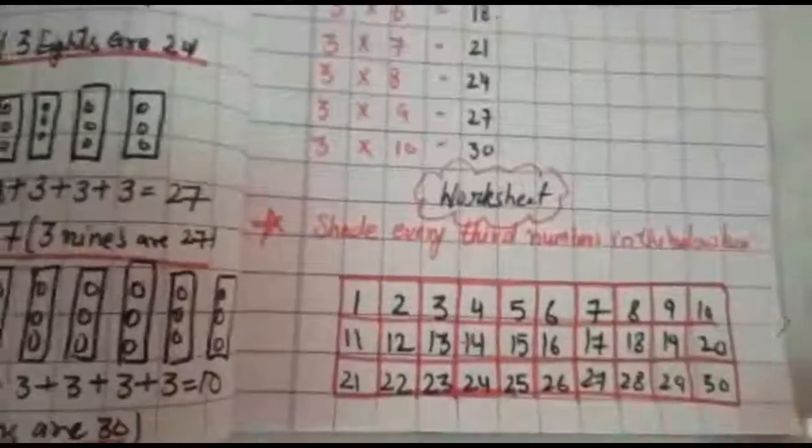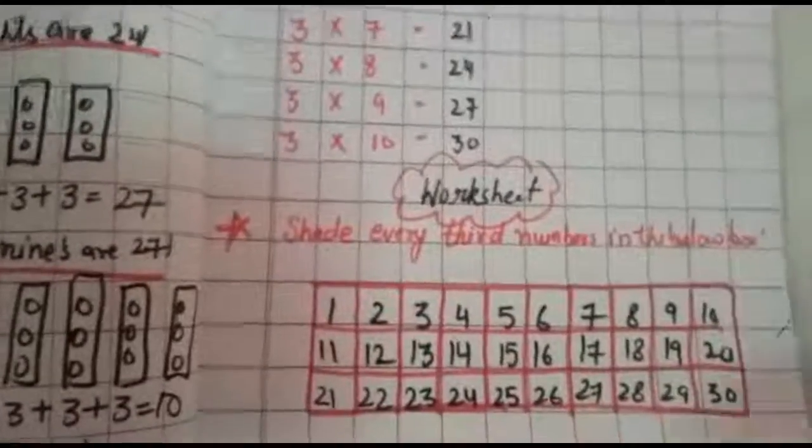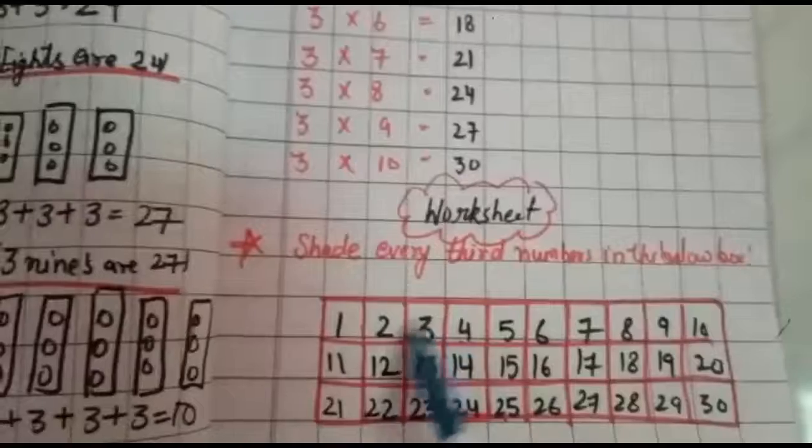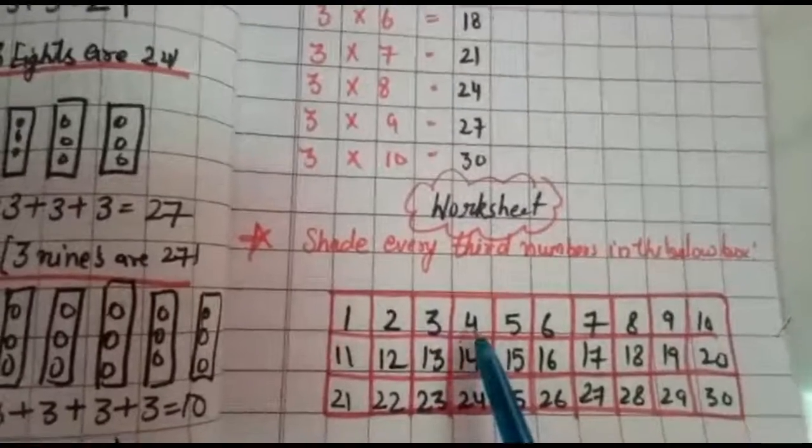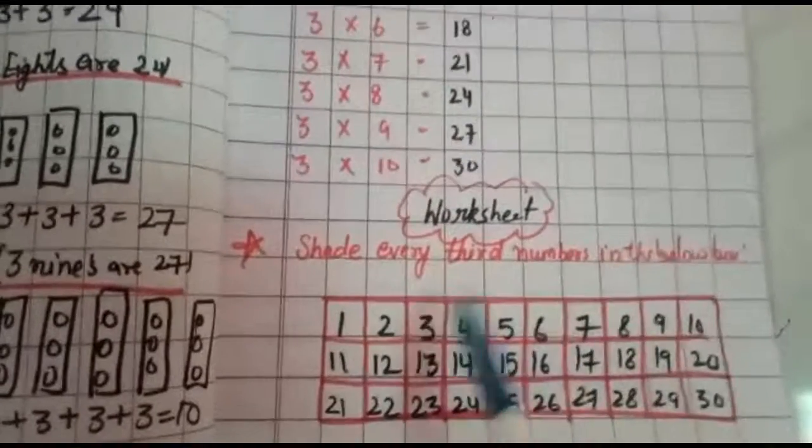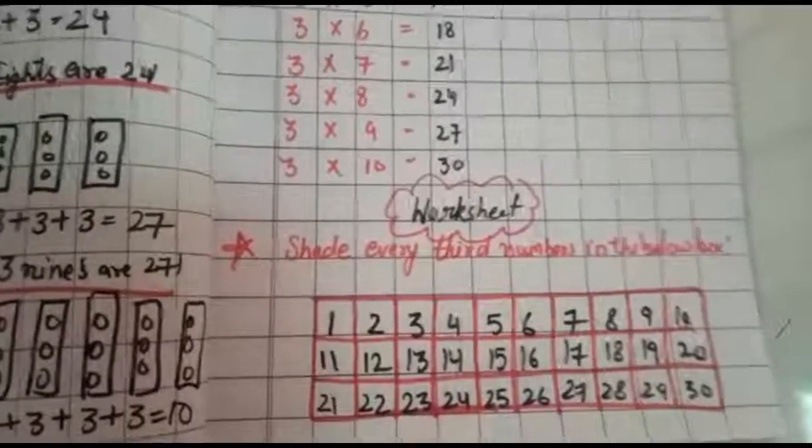Then the last question is, shade every third number of the box below. 1, 2, 3, shade this one. Then count from the next number. 1, 2, 3. You will reach the end of the numbers. You will find out the table of 3.